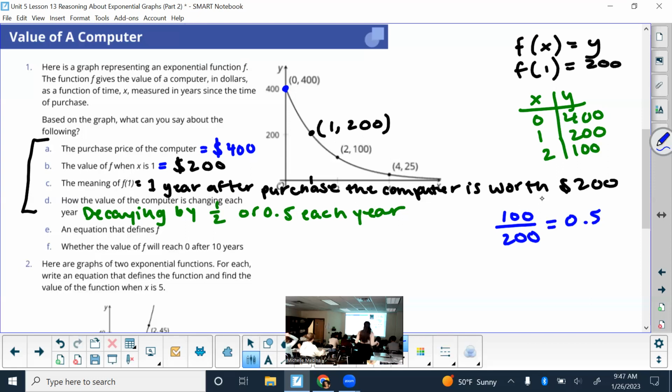1/2. So you could still say it's decaying by 1/2. Good. Any questions on that? All right, I think the 75% we might have gotten if we were not looking from 0 to 1, if you were looking from 0 to 2, but look at years that are right next to each other so that you can find the common ratio.